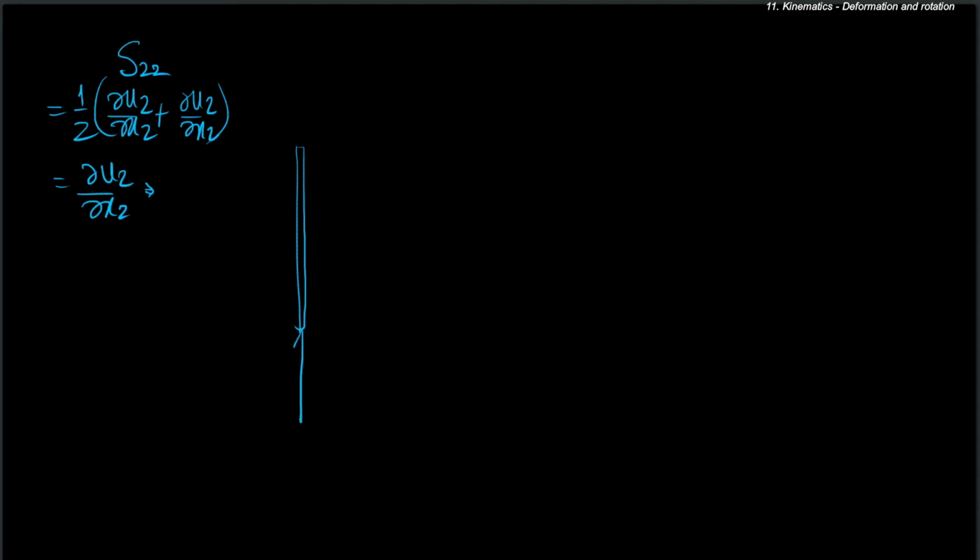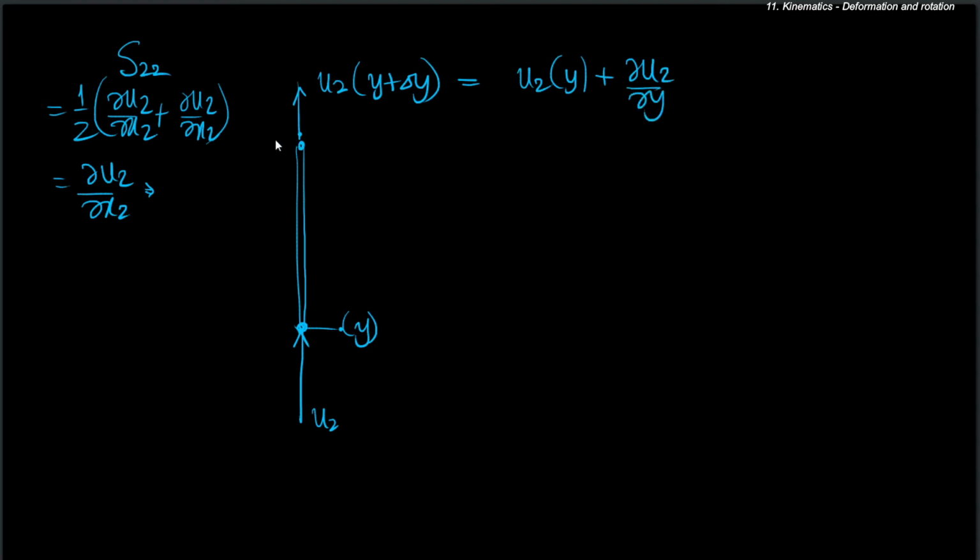So if the velocity over here is u2 or v, and this is the location y, then the velocity over here will be u2 at y plus delta y, and this can be written as u2 at y plus del u2 del y times delta y, if I call the length of the element delta y, plus higher order terms. And I'm writing it as y, but effectively it is x2 also. These are equivalent. There should be no doubt in this. It's just the convention.